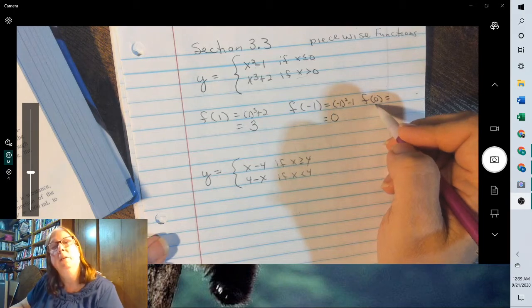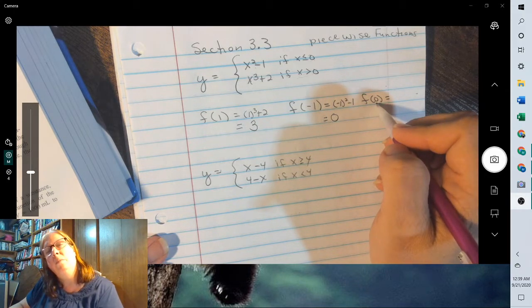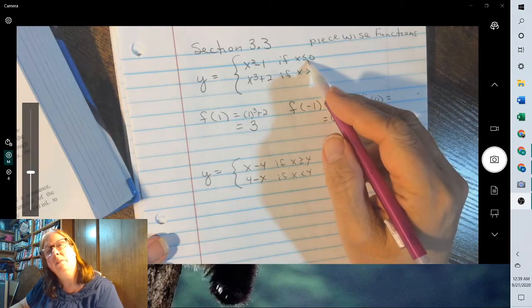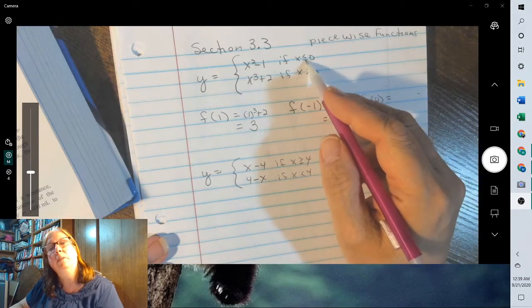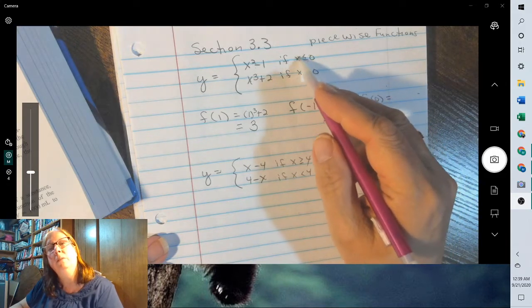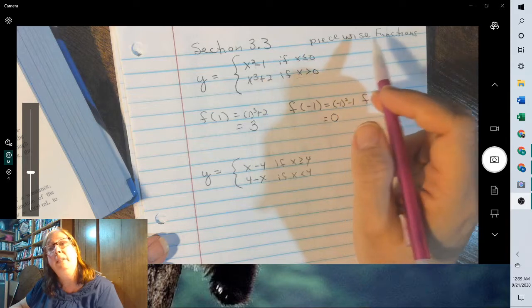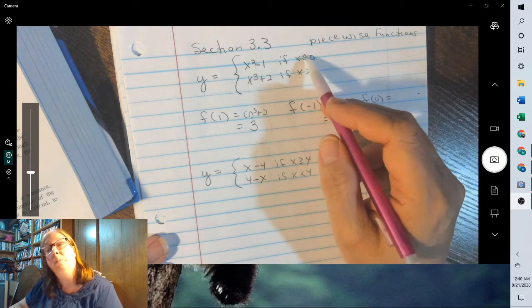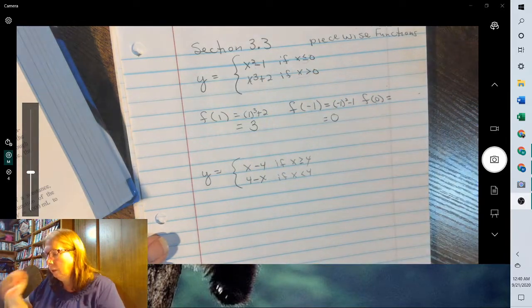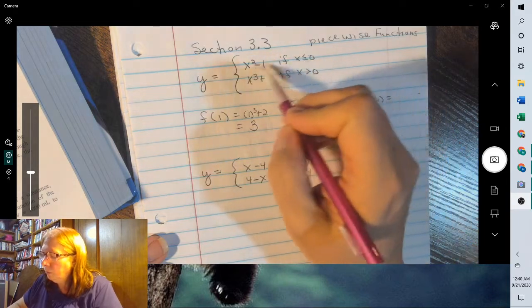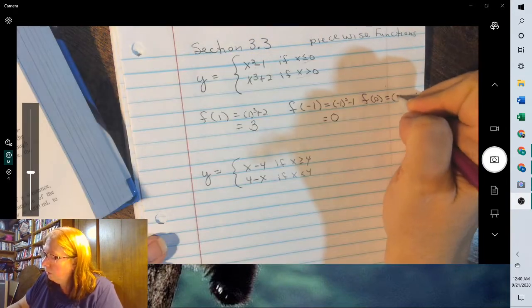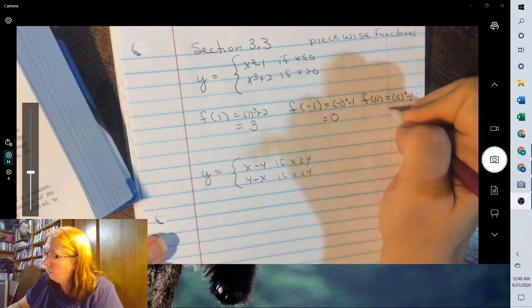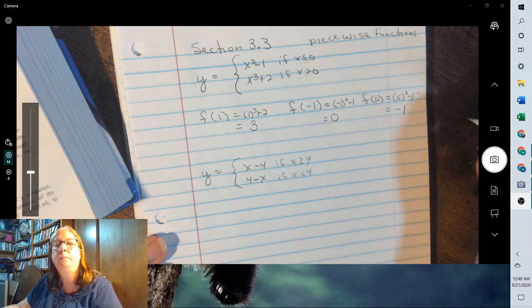One more, 0. If we look at 0, when we plug in 0 to decide, notice this one has the equal to with it. So this is the one that equals 0. Because it's a function, it won't be in both spots. So this one has the equal to, we use this one. 0 squared minus 1 is a negative 1.